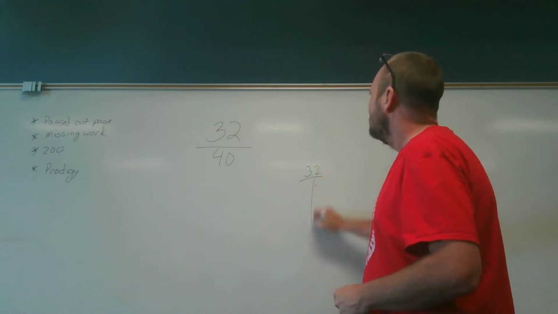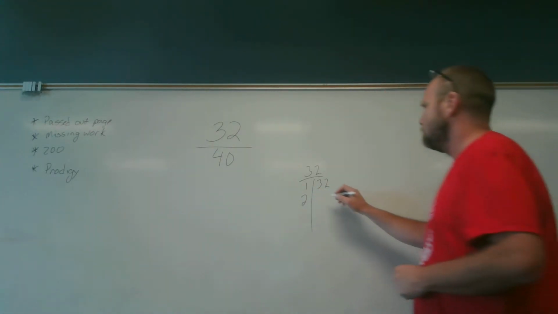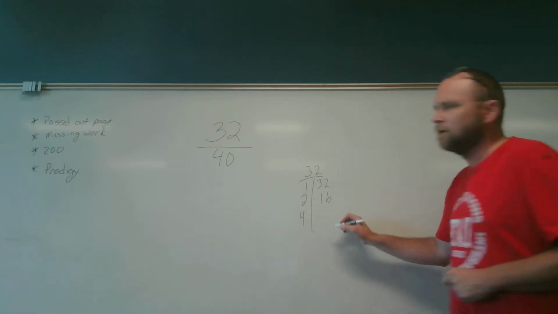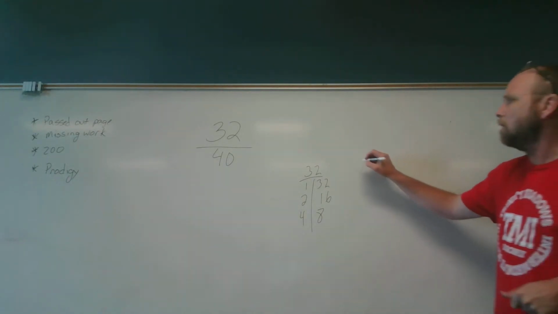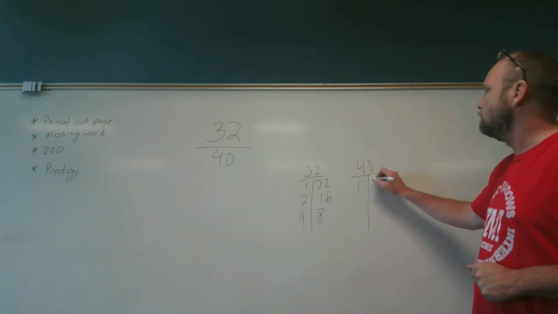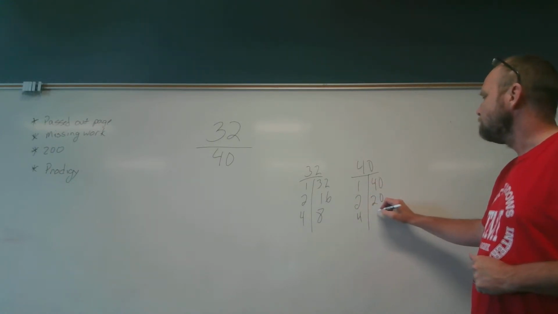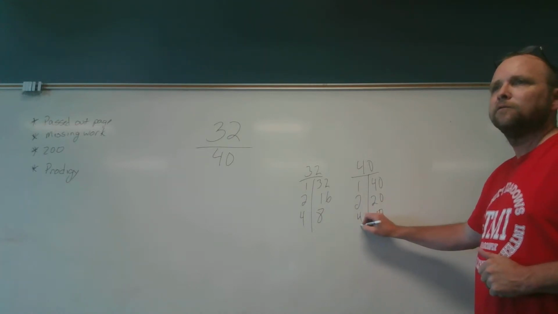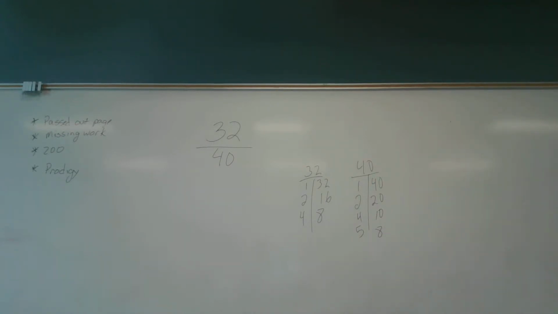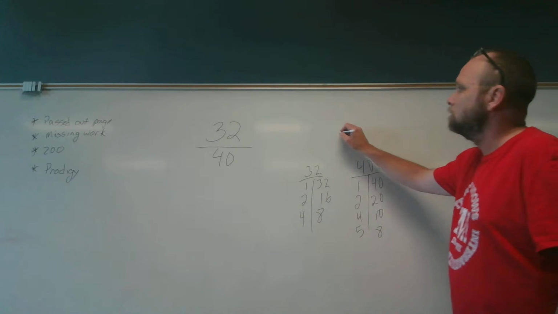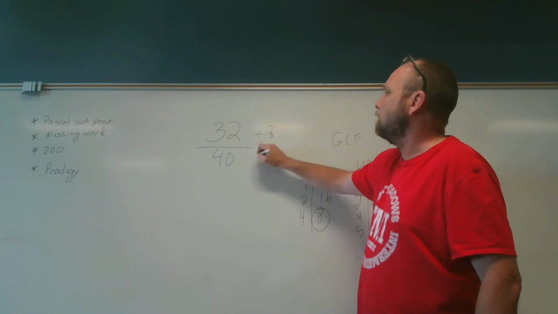32. 2 times 16. Not 3. 4 times 8. No 5, no 6, no 7. All right. Then I could take the factors of 40. 1 and 40. 2 and 20. 4 and 10. 5 and 8. All of these equal 40. Then I find my greatest common factor. And it is 8. I divide both of these by 8.